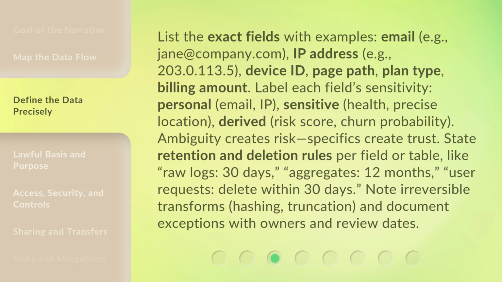List the exact fields with examples. Email, e.g., jane@company.com. IP address, e.g., 203.0.113.5. Device ID, page path, plan type, billing amount. Label each field's sensitivity: personal, email, IP, sensitive, health, precise location, derived risk score, churn probability. Ambiguity creates risk. Specifics create trust.